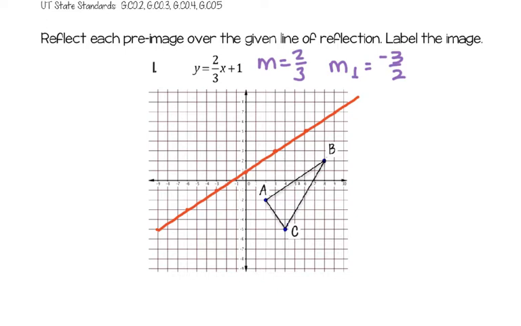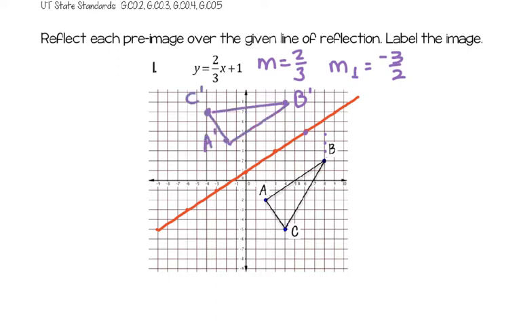Instead of down 3 to the right 2, that will take me in the wrong direction. I'm going to go up 3 and backwards 2, so right there, and then I'm going to do it again. And that will be my B prime. So go ahead and do the other 2 points and then connect your points and make your triangle.